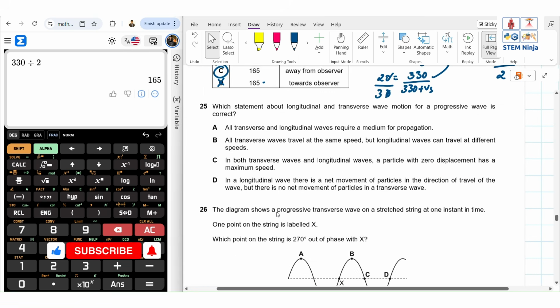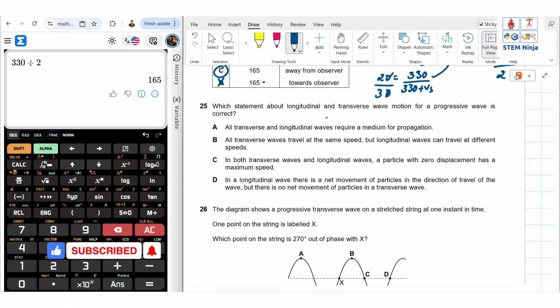Right. Okay, moving on. Which statement about the longitudinal and transverse wave motion for a progressive wave is correct? All transverse and longitudinal waves require a medium for propagation. No. Transverse waves travel at the same speed, but longitudinal waves can travel at different speeds. No. In both transverse and longitudinal waves, a particle with zero displacement has a maximum speed. That is the only correct one.